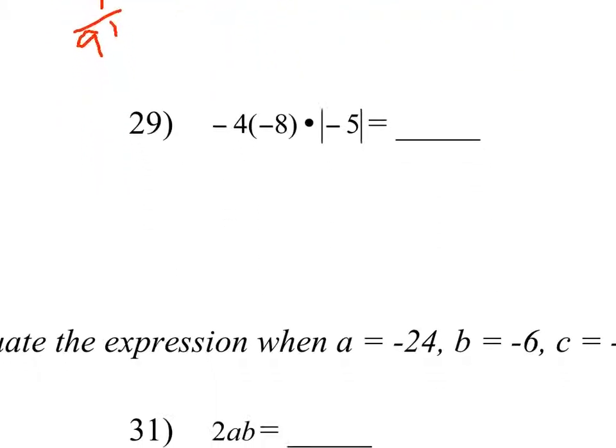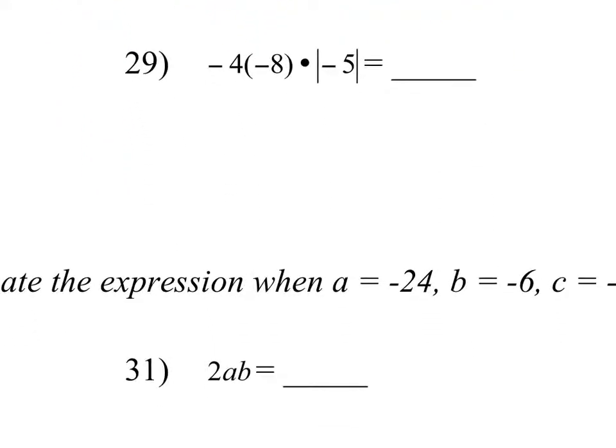We'll scroll down to 29. Once again, the key to being successful on these is starting to read them right. It helps you if you know how to express it in words. So I have negative 4 times negative 8 times the absolute value of negative 5. So let's go ahead and address the absolute value first in this problem. So I'm going to circle it. The absolute value of negative 5 means the distance from 0 to negative 5 on a number line. So that value should be 5.